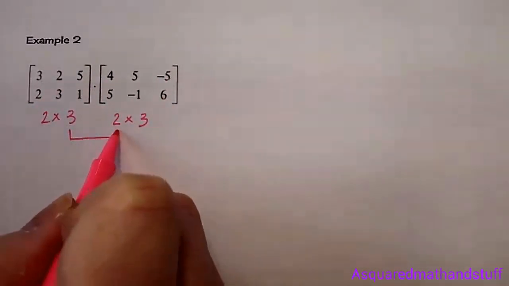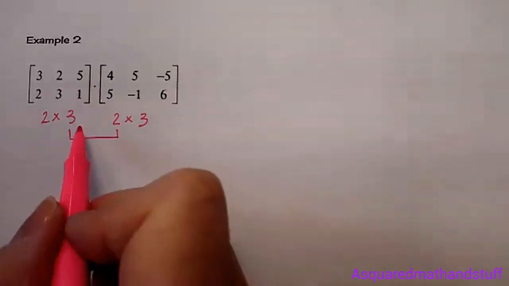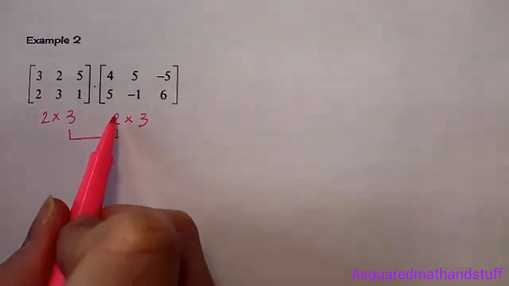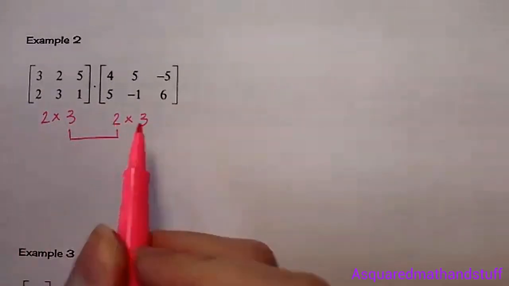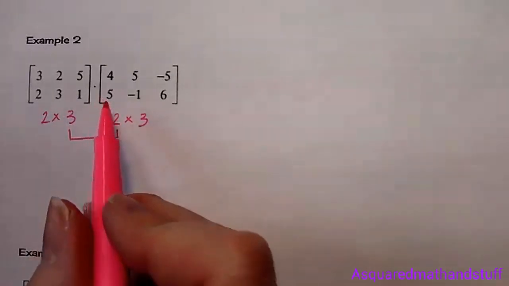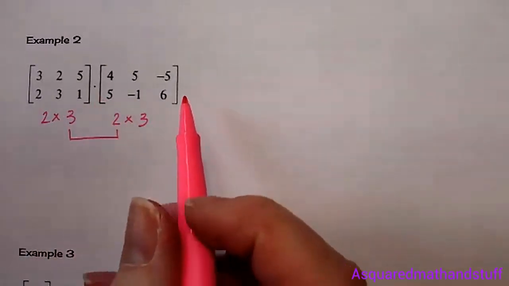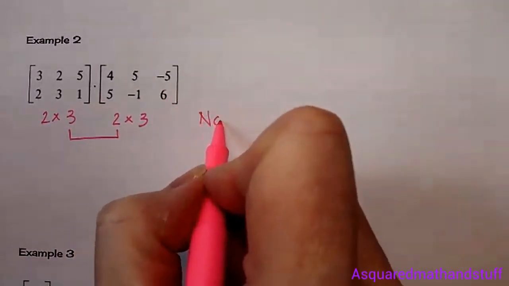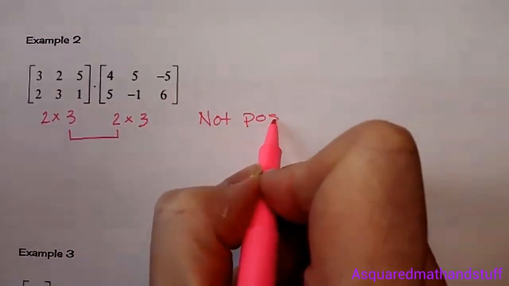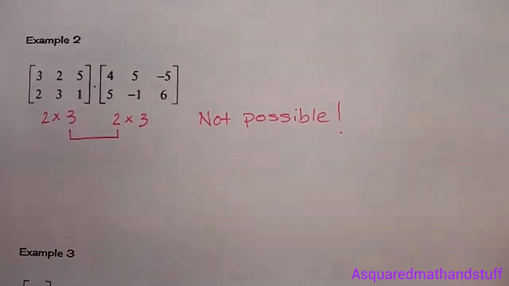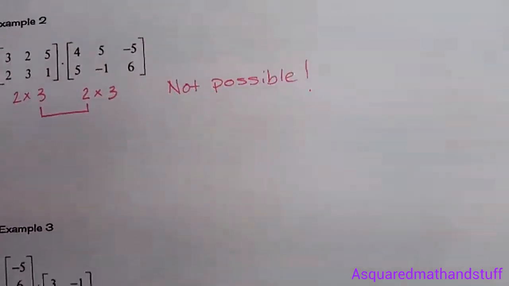Unfortunately, we are not able to multiply them because these two values are not the same. Remember, those inner numbers have to be the same. And since 3 does not equal 2, we cannot multiply this. We could definitely add or subtract these, but you cannot multiply. So this one is not possible. Let's go on to the third example then.